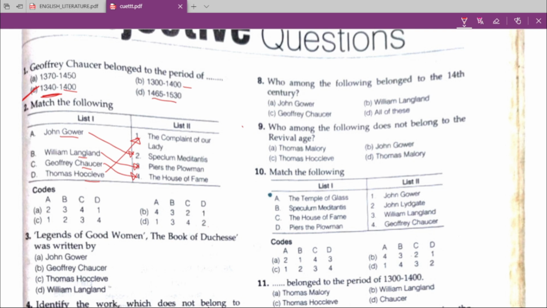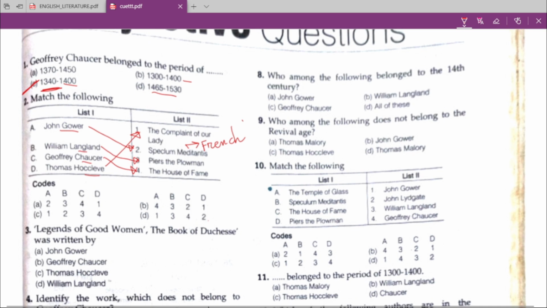And I told earlier that John Gower's Speculum Meditantis was written in which language? It was written in French. So John Gower's Speculum Meditantis, William Langland's Piers the Plowman in Middle English, Chaucer's The House of Fame, and Thomas Hoccleve has written The Complaint of Our Lady.